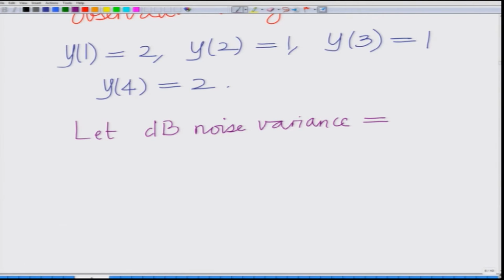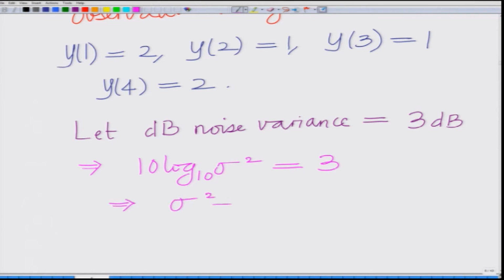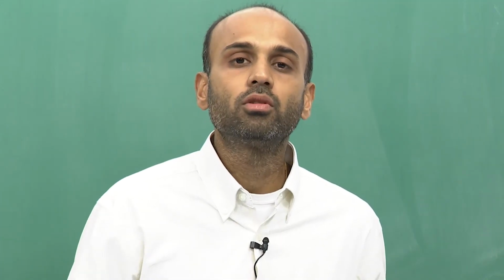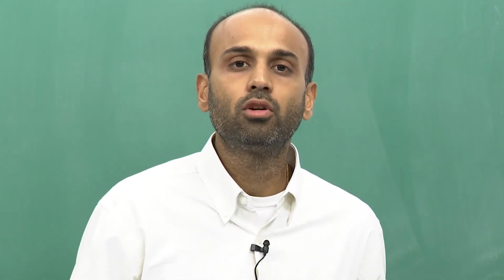Alright. Let the noise variance be equal to 3 dB. This implies that the dB noise variance means basically 10 log 10 of sigma square equals 3, which implies sigma square equals 10 to the power of 0.3, which is approximately equal to 2. We have already done this several times, that is 3 dB is approximately equal to 2. So, 3 dB noise variance means noise variance is equal to 2.